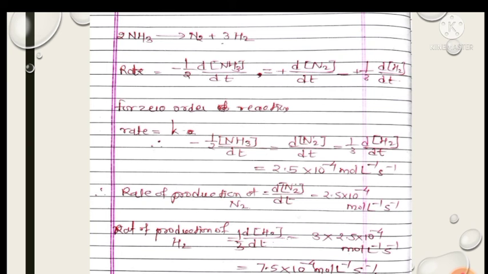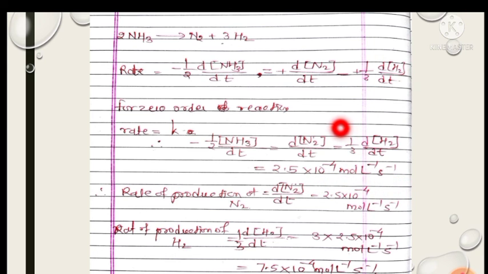How? This is a balanced chemical equation, right? We can write the rate equation like this. It will be minus 1/2 d[NH3]/dt equal to d[N2]/dt equal to 1/3 d[H2]/dt. So for zero order reaction, the value of K is equal to the rate, that means rate of reaction is equal to K. So I have written it here again as it is, and its value is 2.5 into 10 to the power minus 4 mole per liter per second.